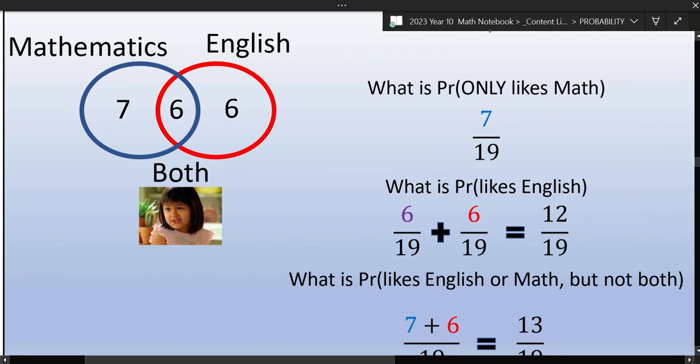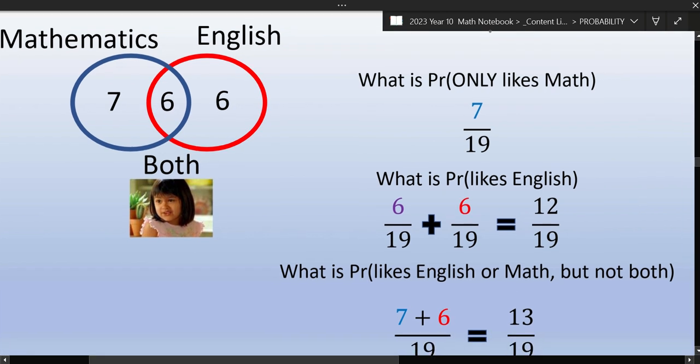All right, shh. Now, the next bit here is what's the probability that they like English? Now, this is interesting because it doesn't say like English only. It's like English altogether. How do we get the number 12? Does anyone know? Yes, Donovan. Good. What you're actually adding is this, because this circle represents everything that's English. So you've got to go 6 plus 6, which is 12 out of a total 19 people. Okay? All right, just keep that in mind.